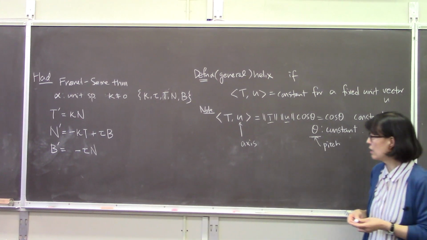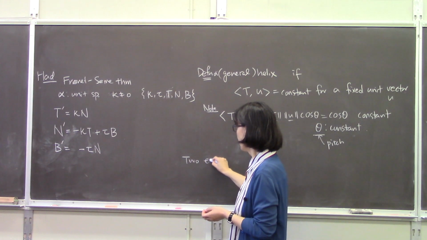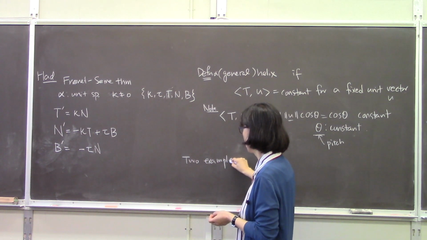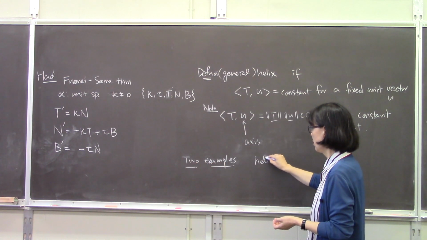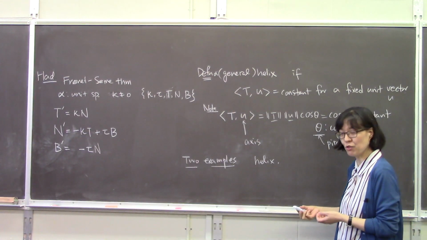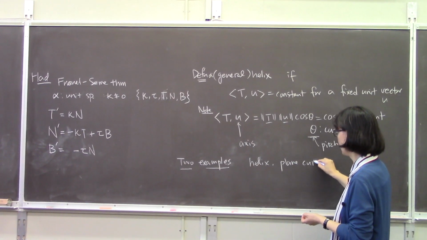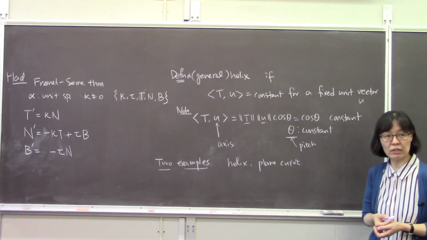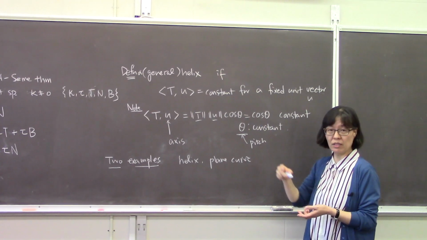Okay, so we had two examples. The circular helix, that is a helix, right? It should be. And any plane curve is a helix in this sense.